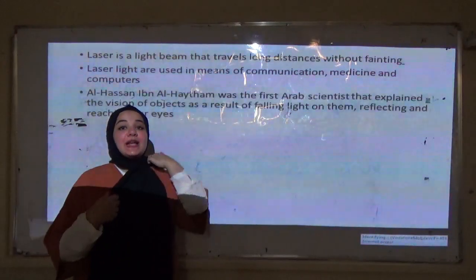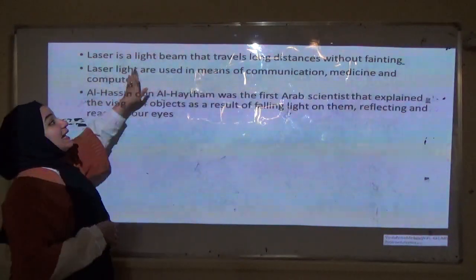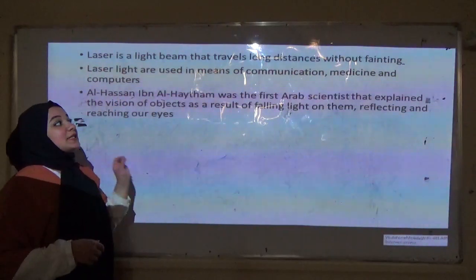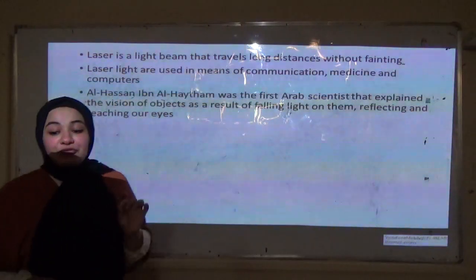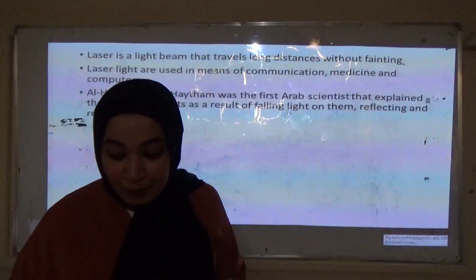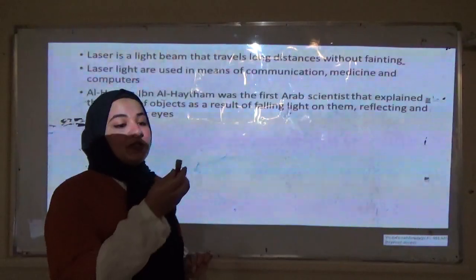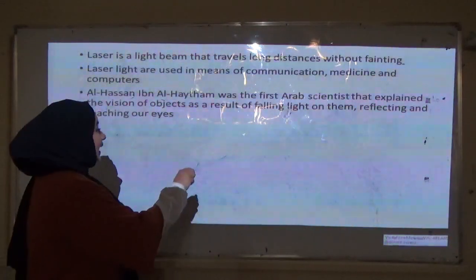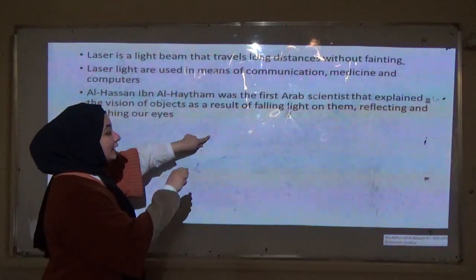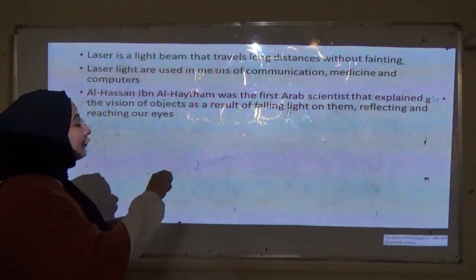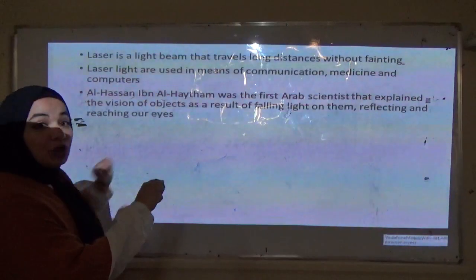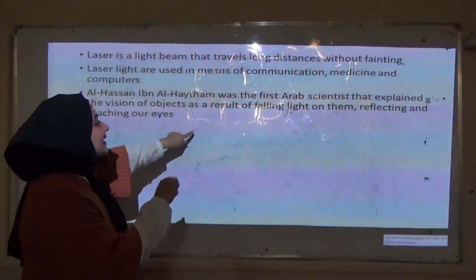Now, this is a note. Laser is a light beam that travels a long distance without fainting. Without what? Without fainting. Now we use this laser pen. Can you see this red point? If I move it far, does this point become not clear? No, this point is clear.